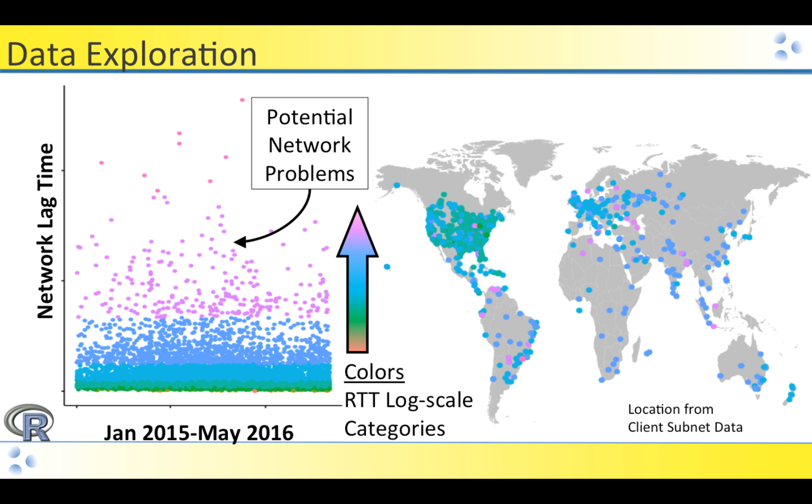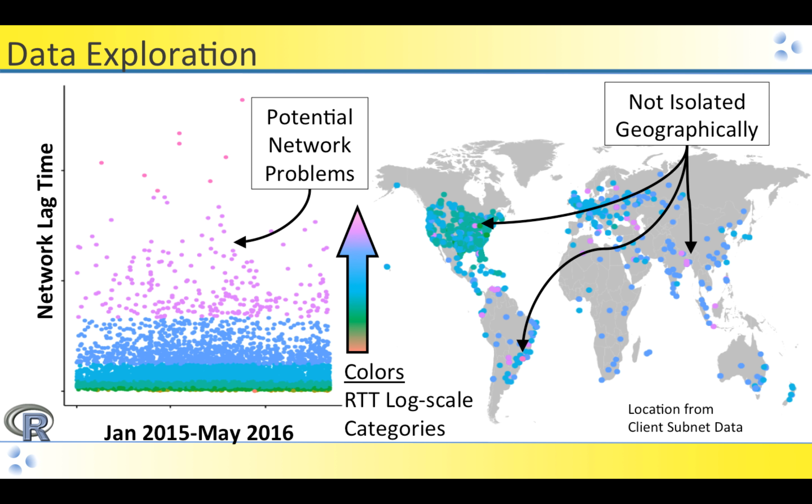However, when I plot the data on the global scale, I wanted to see if there's a correlation between distance from the server, and this is all looking at a particular Measurement Lab server in Atlanta, Georgia, in the United States. Does the distance from the server to the client determine the average round trip time?